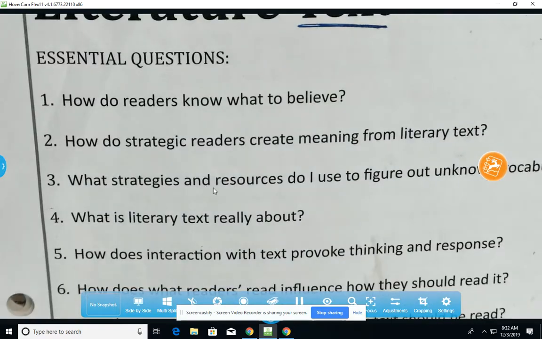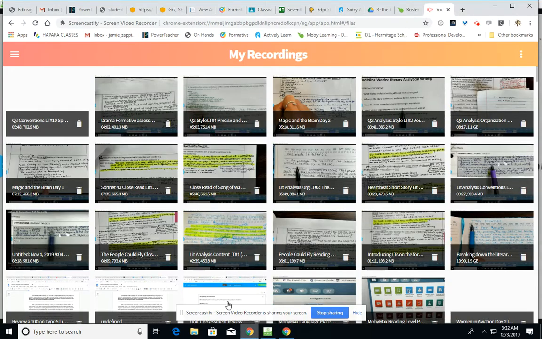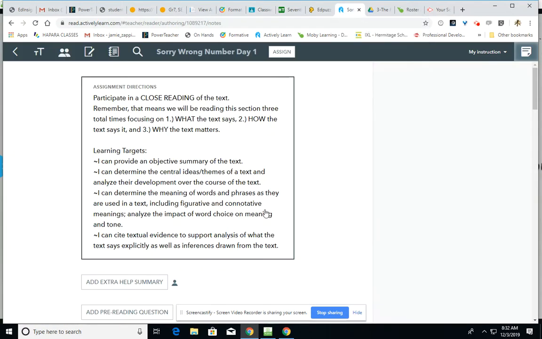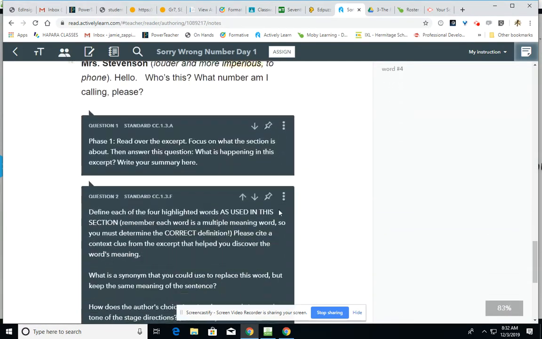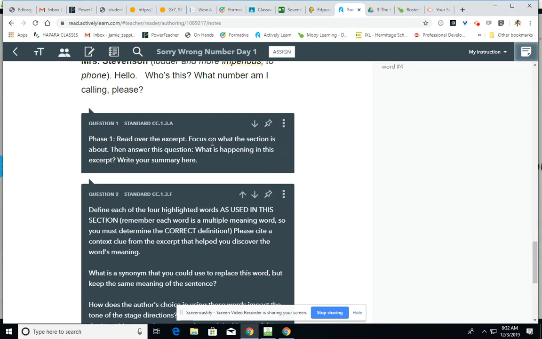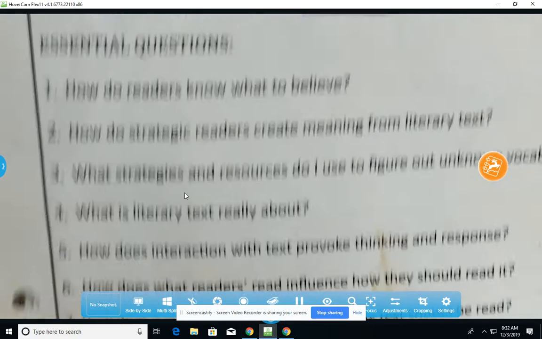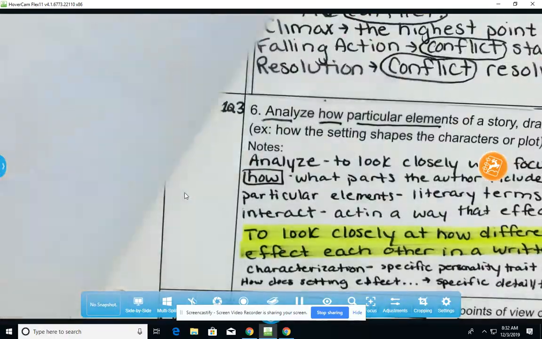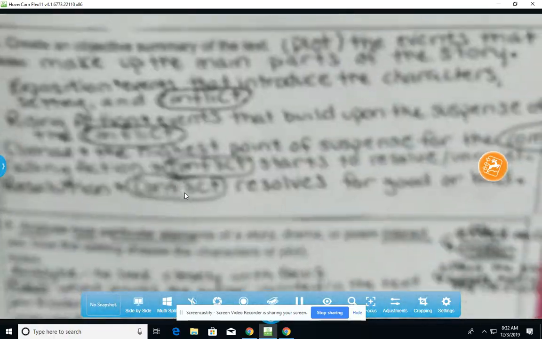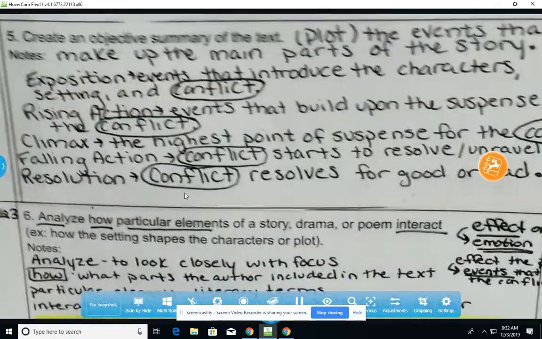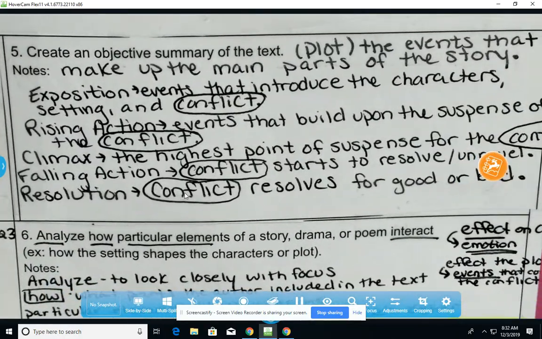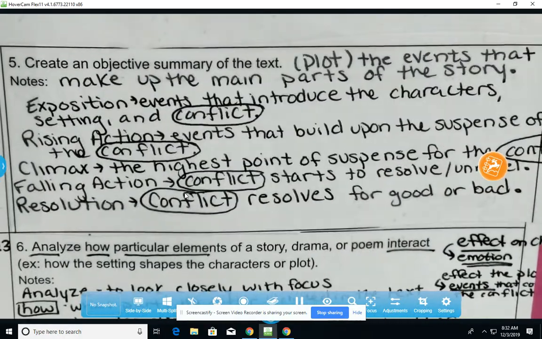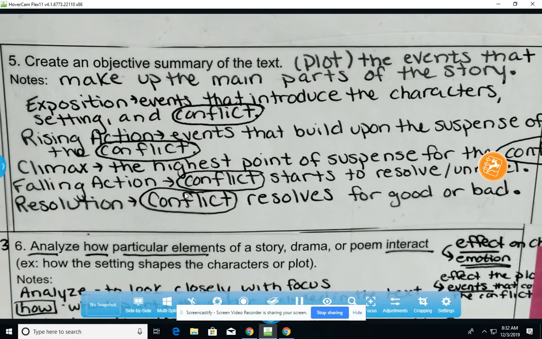First and foremost, in phase 1, we're going to be looking at learning target number 5, which is to read over the excerpt, and then I want you to create a summary of what's happening. Remember, when we look at summarizing in literature, we're wrapping our summary around that conflict. This specific excerpt is from the beginning, so we're going to be focusing on the exposition, where we see things about introducing the characters, setting, and conflict.